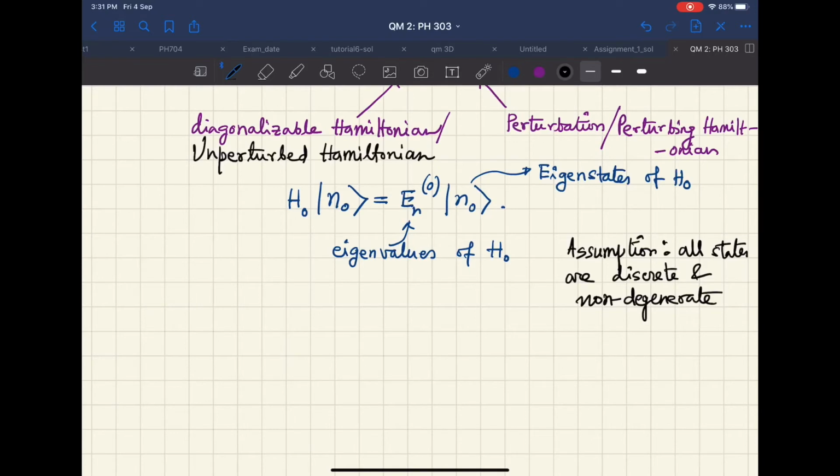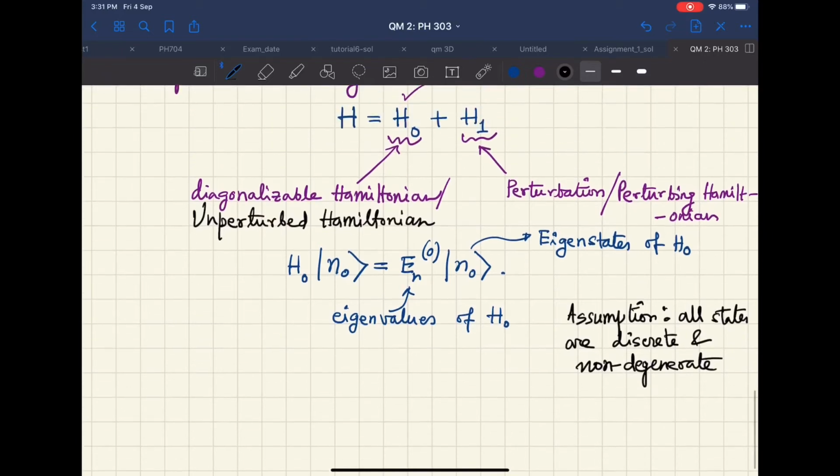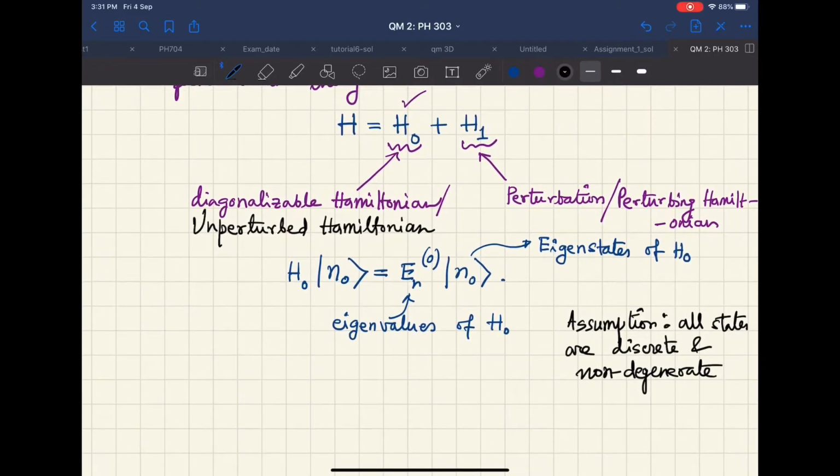That means none of the two or more states have the same energy eigenvalues. Because of the perturbing Hamiltonian H1, the total Hamiltonian H should now have a new set of eigenstates, because this capital H is my total Hamiltonian for the system.